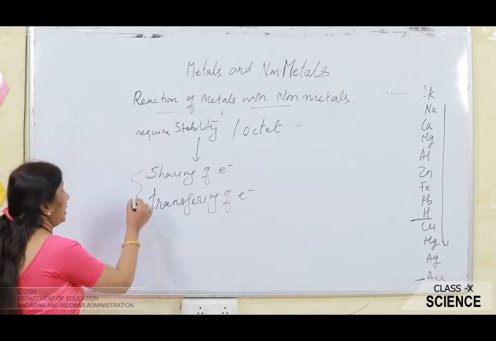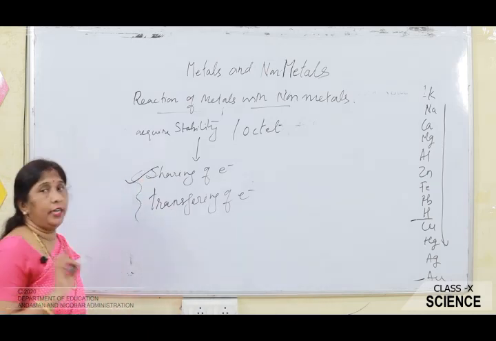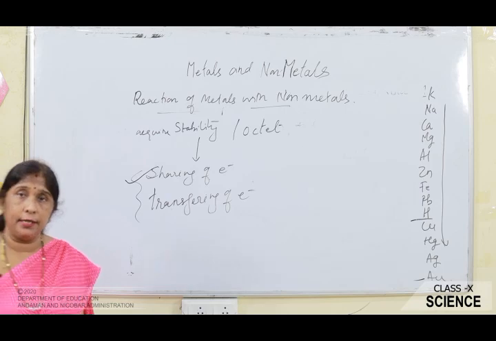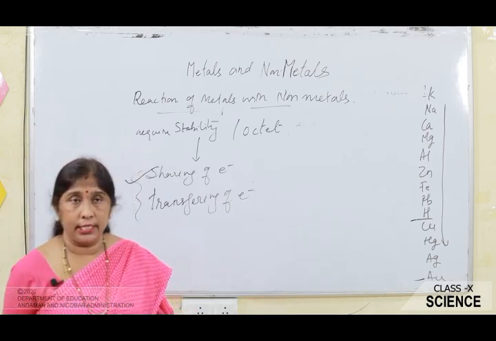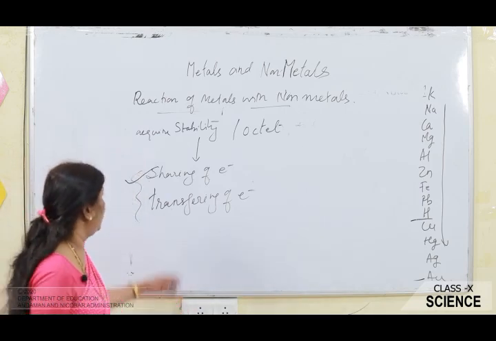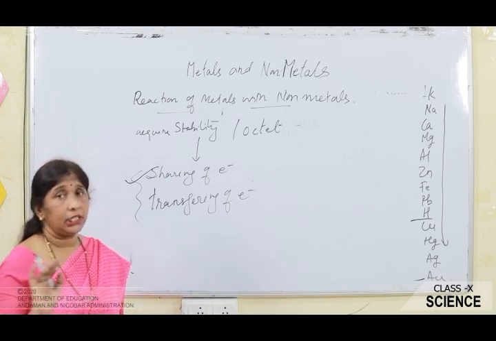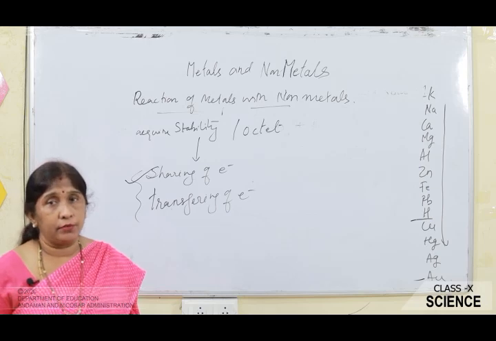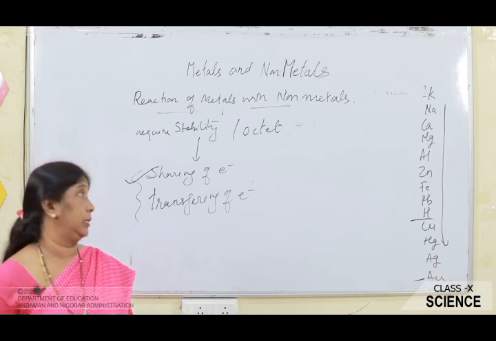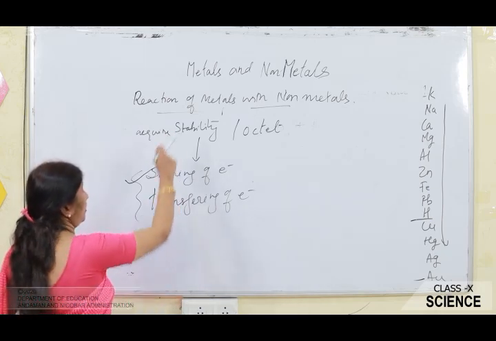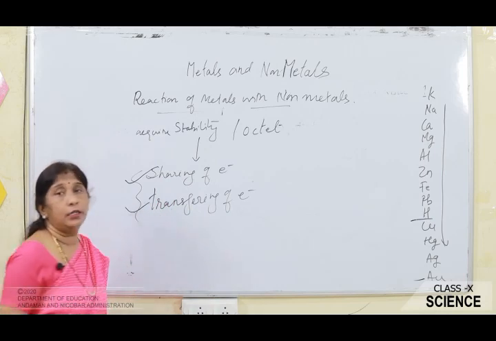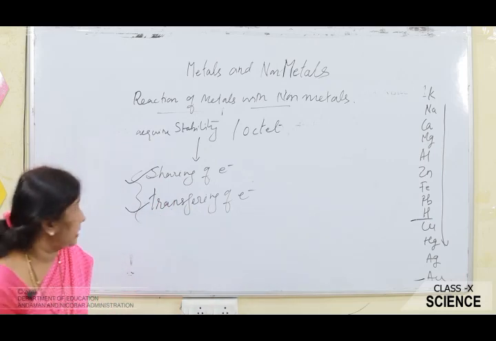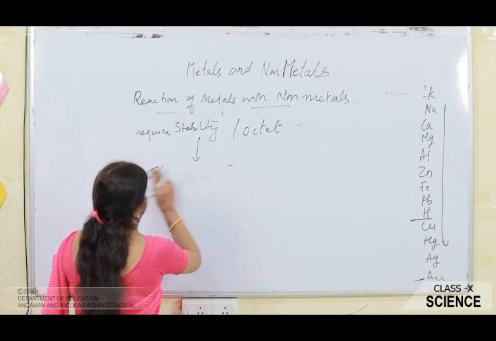Now, sharing of electrons we have already discussed when we were discussing carbon and its compounds. In that chapter we discussed sharing of electrons, and the bond formed was a covalent bond and the compounds were known as covalent compounds. Now in this topic we will be discussing the transfer of electrons.